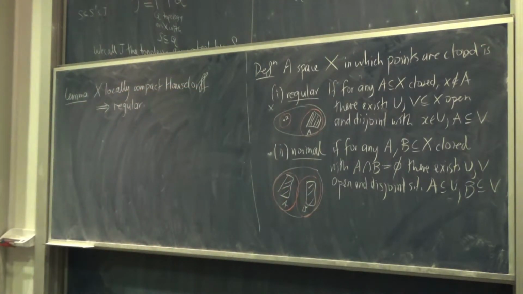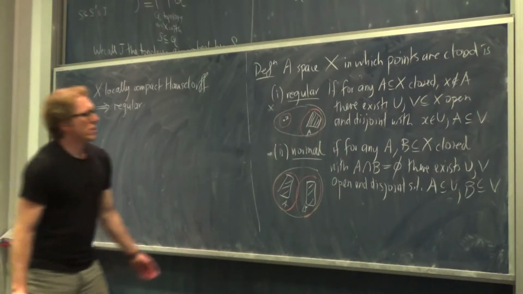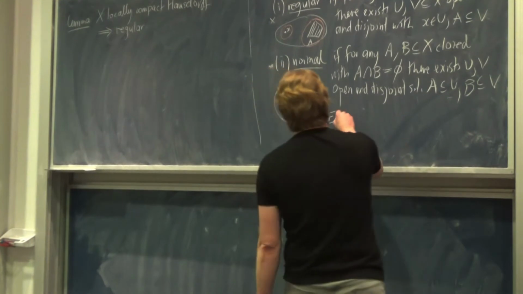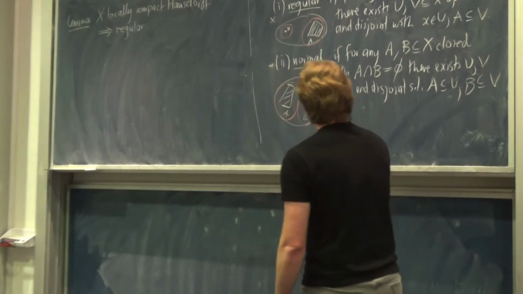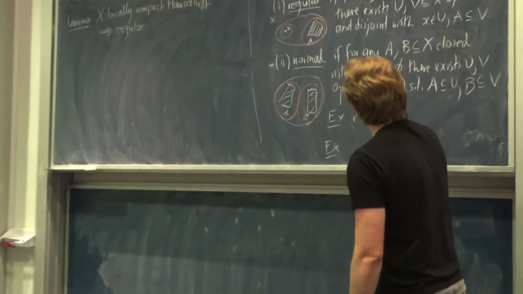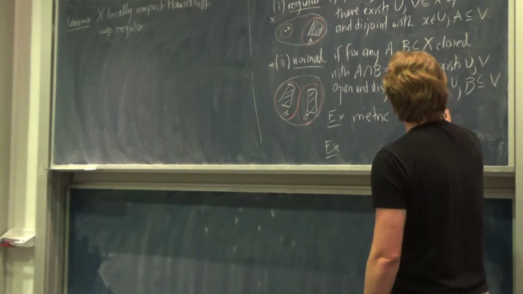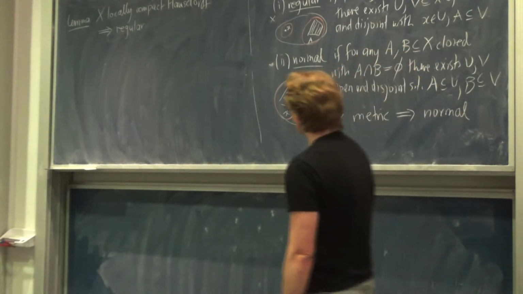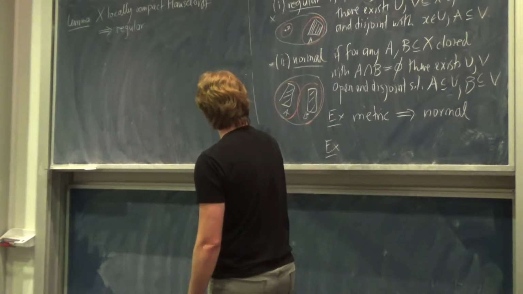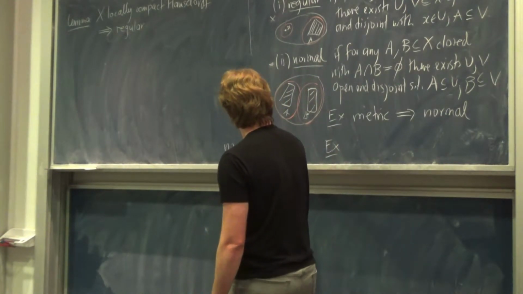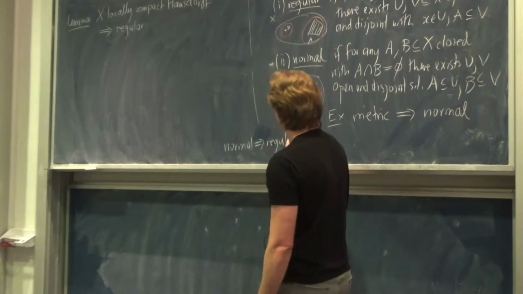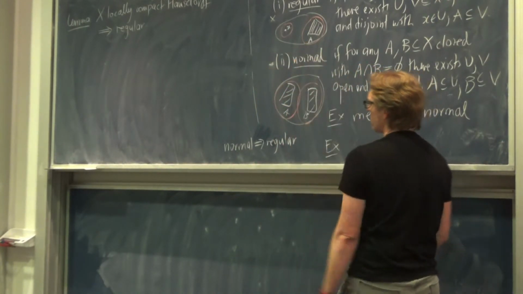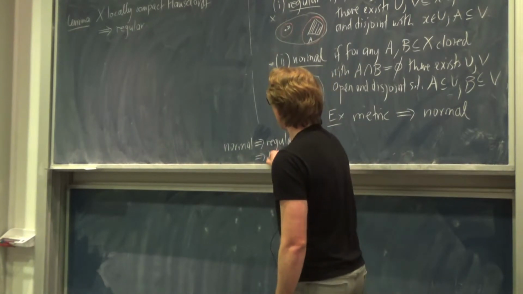All right, so I left some exercises in the notes. So metric spaces are normal. Well, maybe I should say so. Normal implies regular. Right? If you know this for all closed subsets, you know it for points. And that implies Hausdorff.